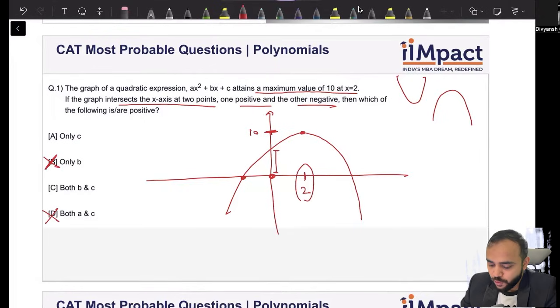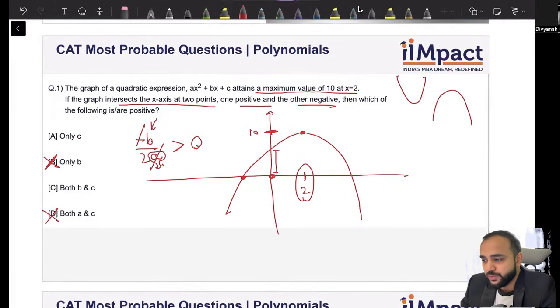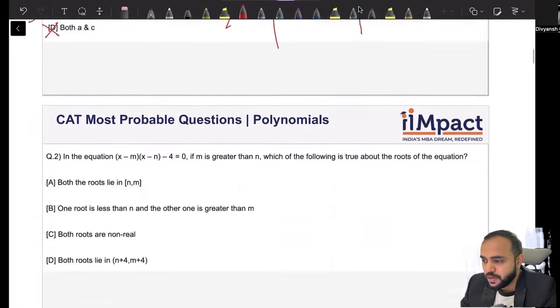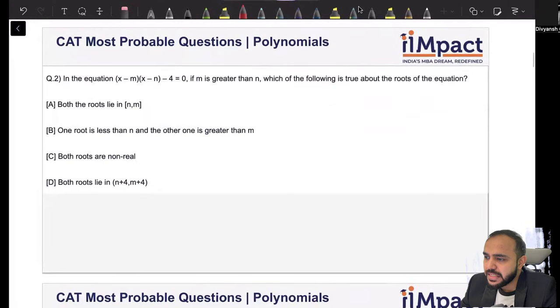C will definitely be positive, and now we only need to check for B. So this value of 2 corresponds to minus B by 2A. And since A is negative and we want this entire thing to be greater than 0, B will have to be positive, so that this negative and this negative cut out and you are left with a positive value. So both B and C are going to be positive, which means your answer for question number 1 is C.